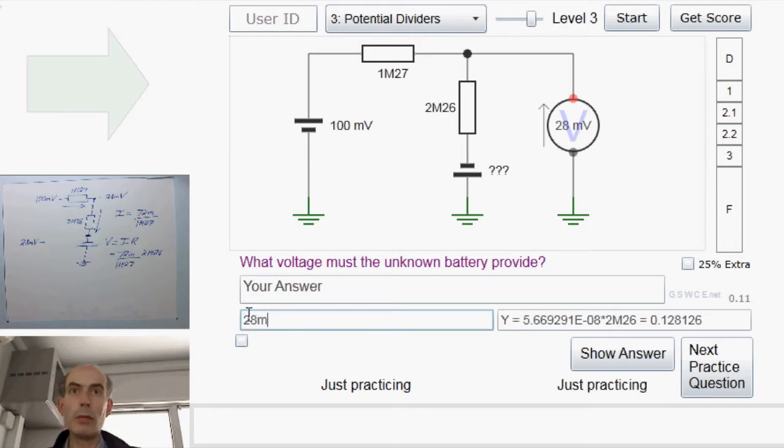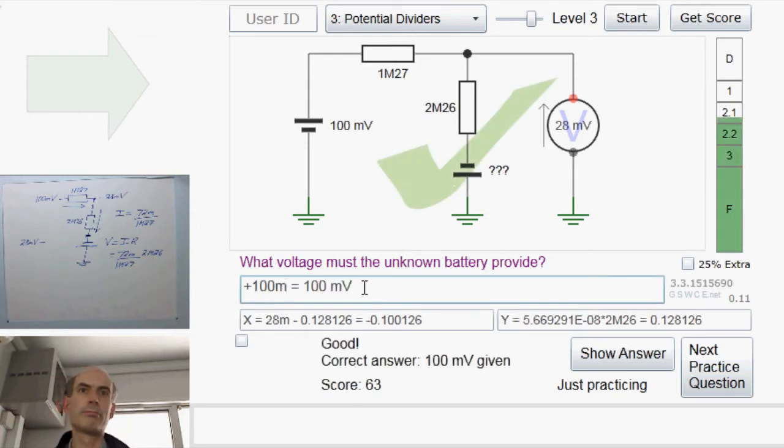28 millivolts minus Y. That's minus 100 millivolts, really? So that must be the voltage here. The voltage of the unknown battery, since it's this way round, would be plus 100 millivolts. Great. Right, another one.